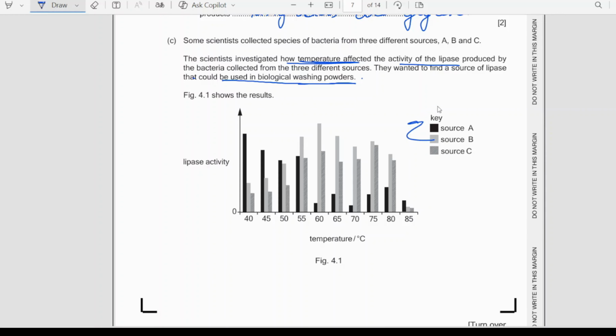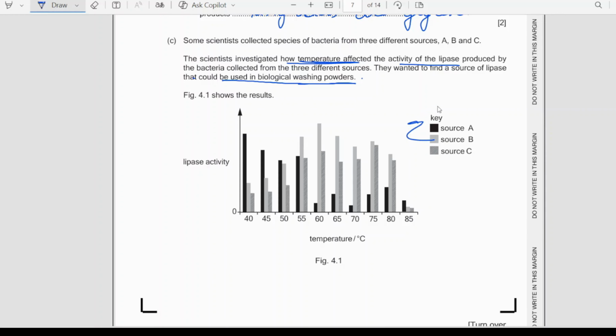So B is the one which is quite active at 50, 55, 60, 70. Okay, so this one is more suitable. If you overall look at the chart, B is more active than C, and even much more active than A. A is inactive after 60 degrees Celsius. Its activity is really less for A. So B is the one which is the most suitable one.